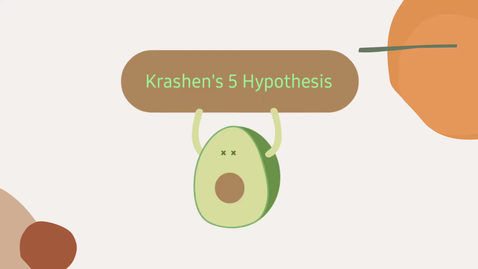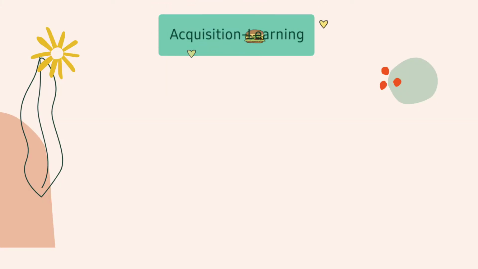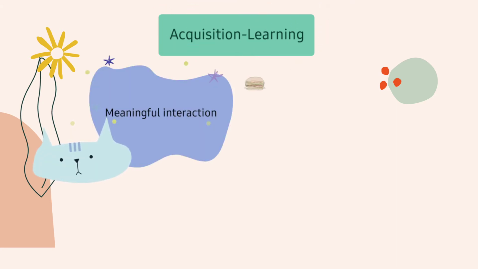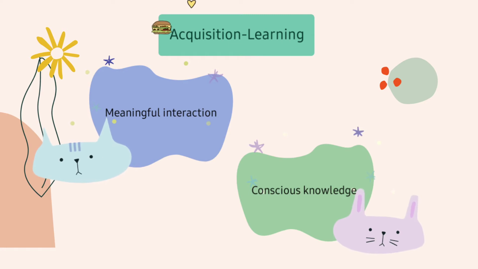Next is Krashen's 5 hypotheses in second language acquisition. First of which is the acquisition-learning hypothesis. Learning cannot become acquisition, and fluency in a second or foreign language is due to what learners have acquired, not what they have learned. That is to say that acquisition is about meaningful interaction, while learning is the conscious knowledge about the language.